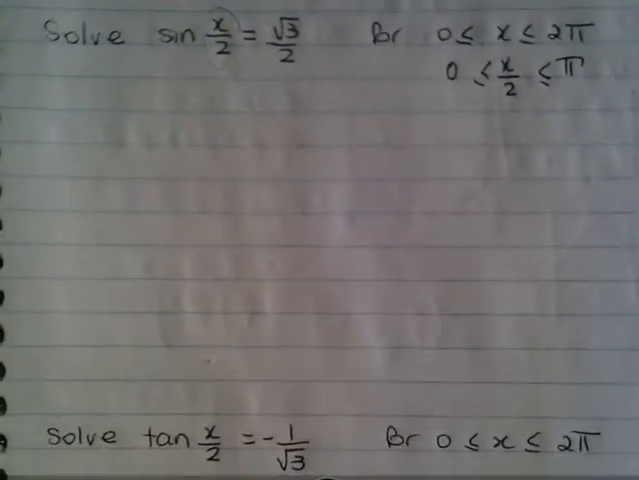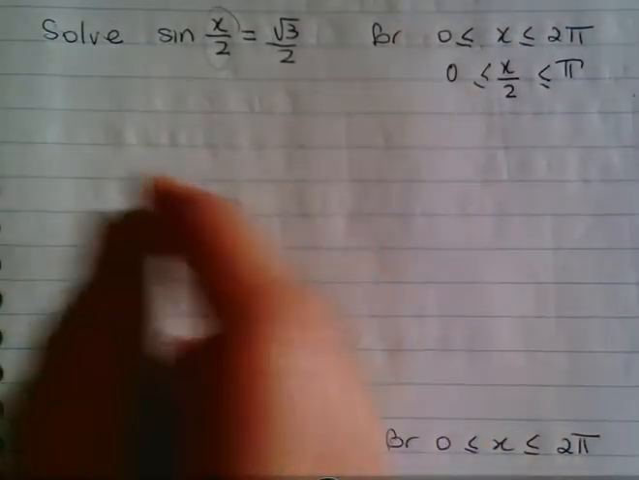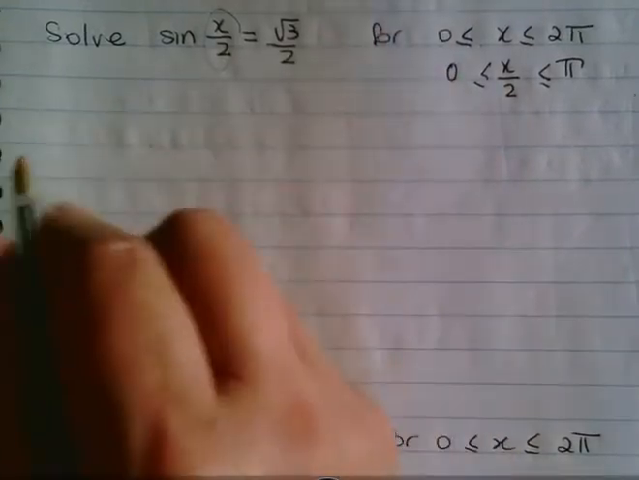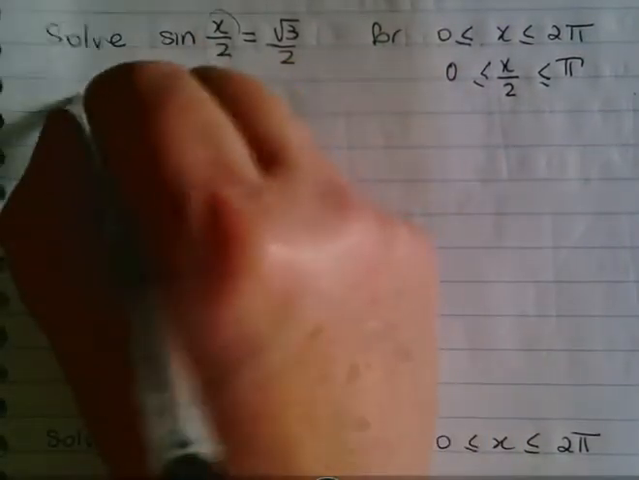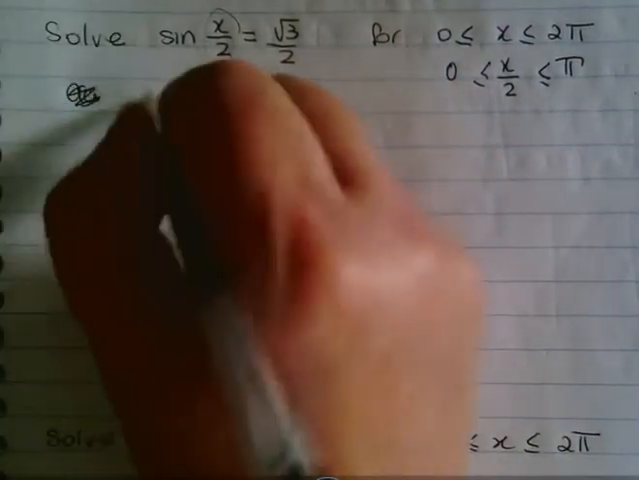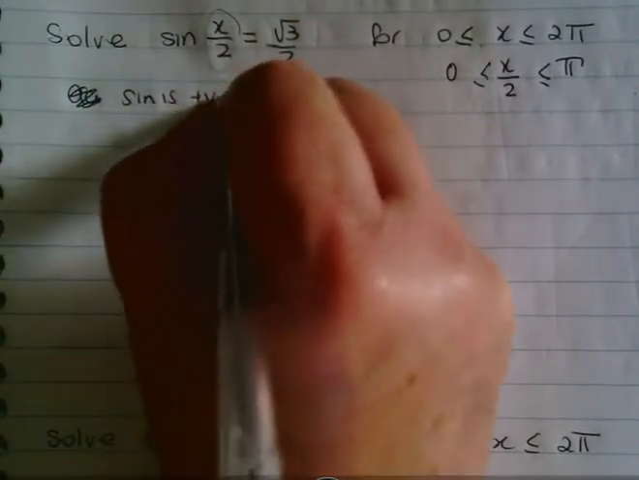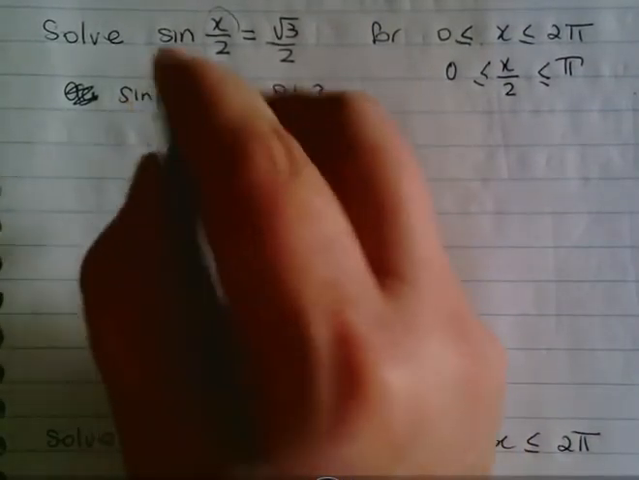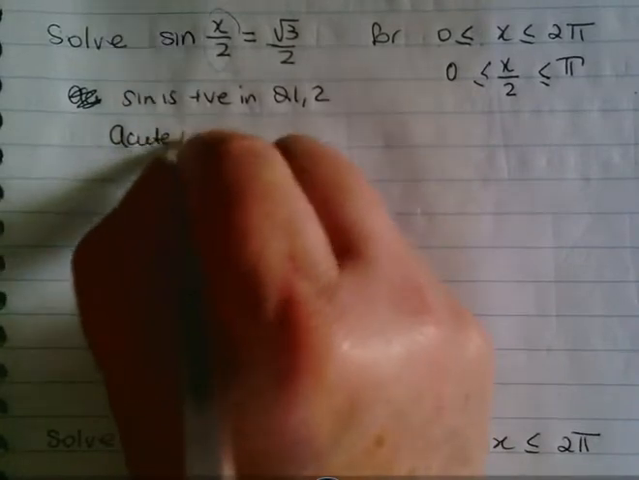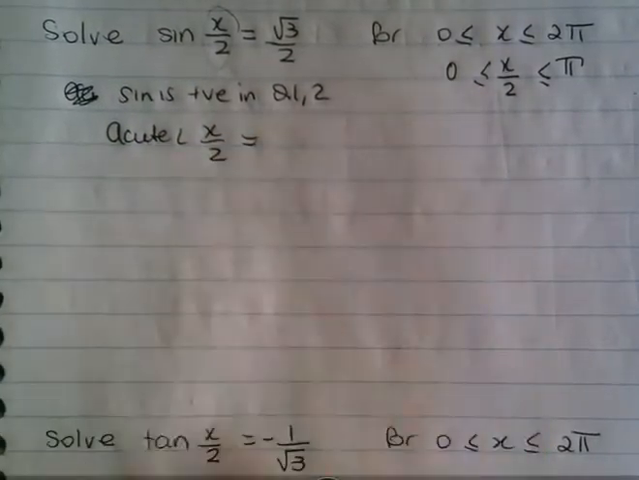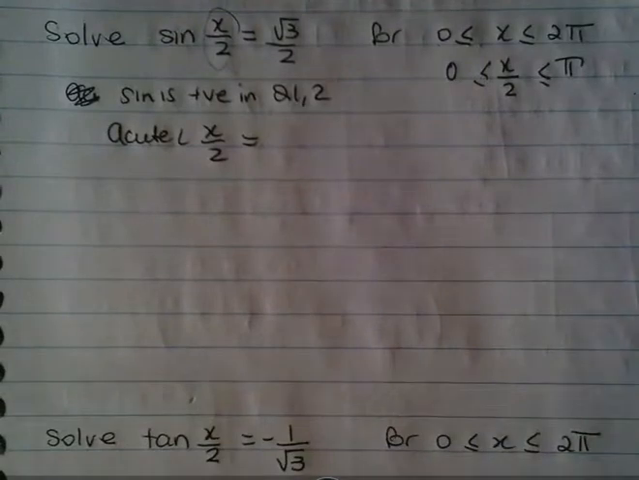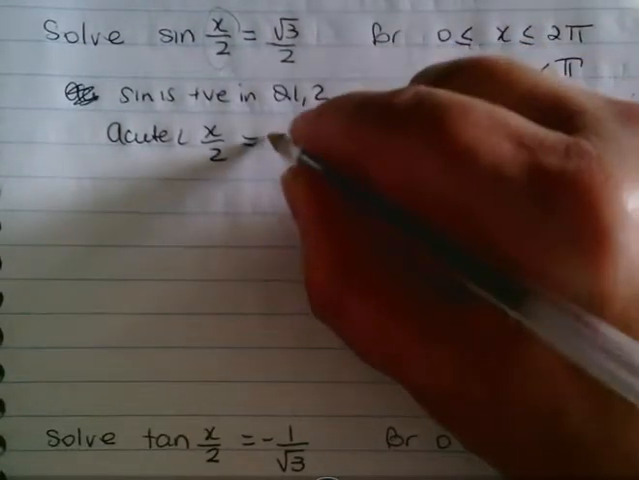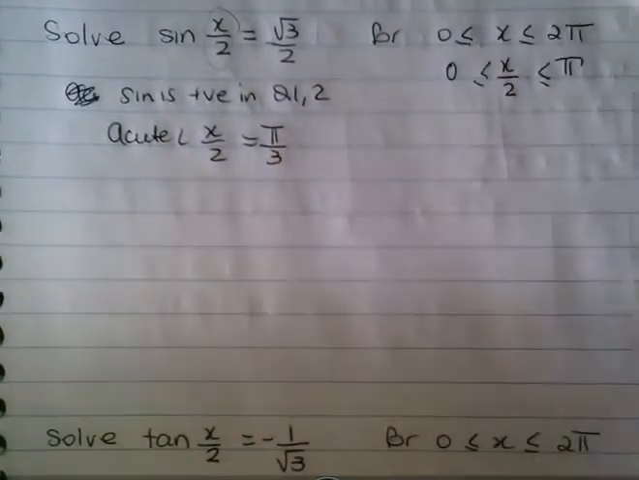Okay, so let's have a look. So remember the same steps. So the quadrants, sine is positive in quadrants 1 and 2. So actually it's not really going to affect us. And the acute angle, x on 2, so sine of what is root 3 on 2? Well, it's not sine 30, it's actually sine 60. Now 60 is pi on 3.